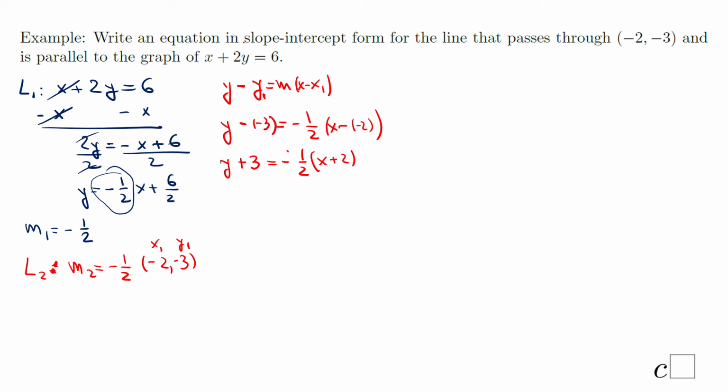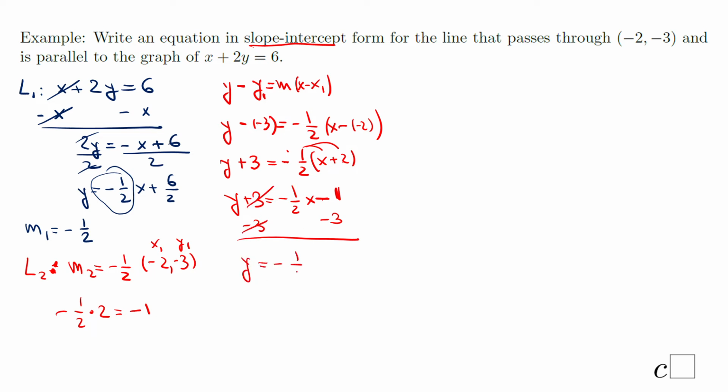And since we need the slope-intercept form, I'm going to keep it like this and do the distributive property. y plus 3 equals negative 1 over 2 x, and then we have negative 1 over 2 times 2. That will be negative 1. And the last step, I'm going to subtract 3 on both sides. So I have y equals negative 1 over 2 x minus 4. And this is the equation of the line that is parallel to x plus 2y equals 6 and goes through (-2, -3).